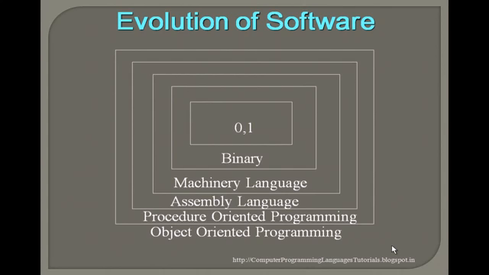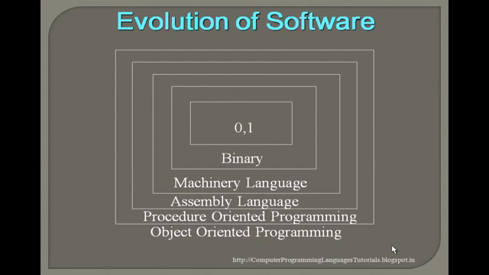The next layer is machine language. Machine language is understood only by a machine. It is a limitation of machine language. The next language is assembly language. In assembly language, you can use some alphabets with numeric values.